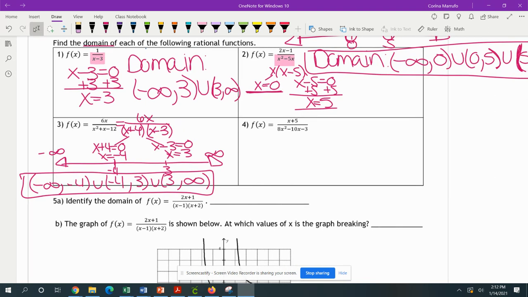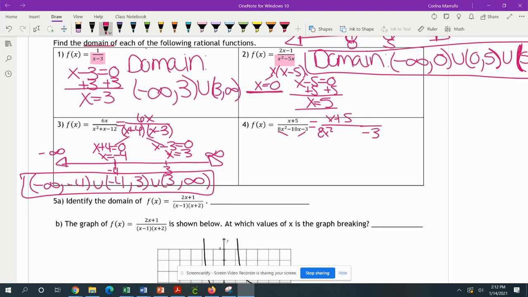Okay, and the last one. So here we have 8x squared minus 10x minus 3. So this one we're going to have to factor. I'm going to go ahead and factor this by grouping, so the top stays the same. We multiply 8 times 3 gives me 24, so I'm looking for two numbers that'll multiply to give me 24, but will add up to 10.